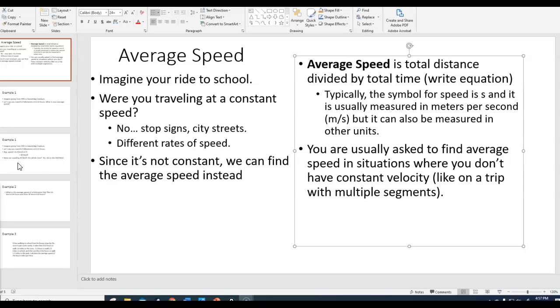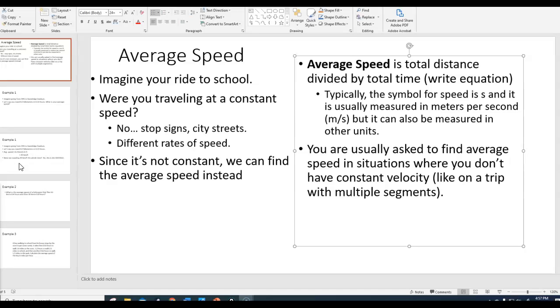Okay, so in this video we are going to talk about the concept of average speed. If you imagine you're driving to school or driving to get some food or something like that, you probably run into a bunch of stop signs. In other words, during a normal course of your day or your journey, you don't travel at a constant velocity the entire time.